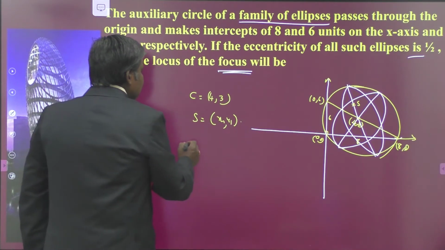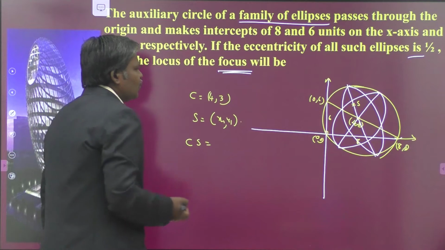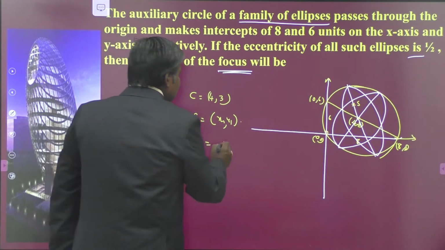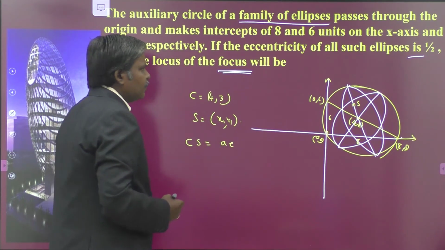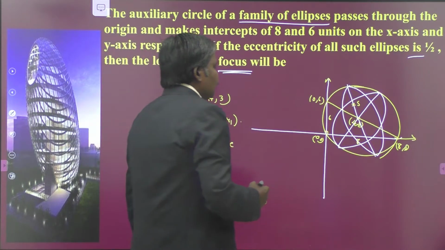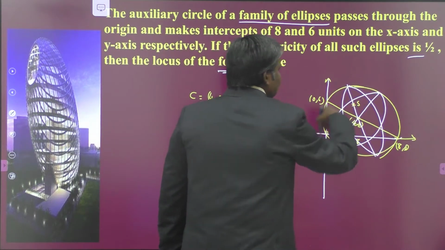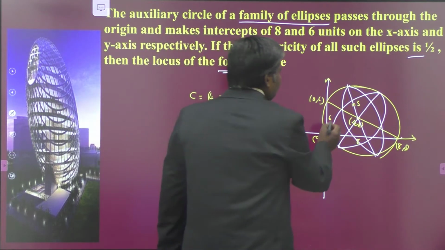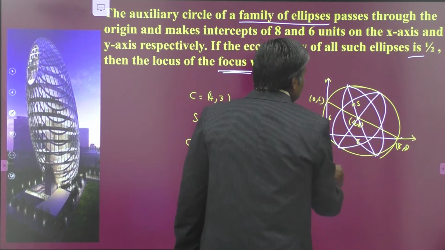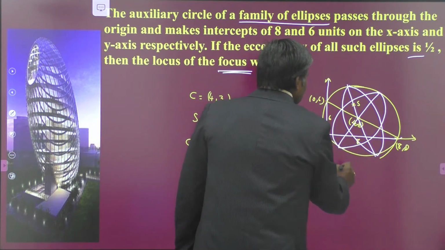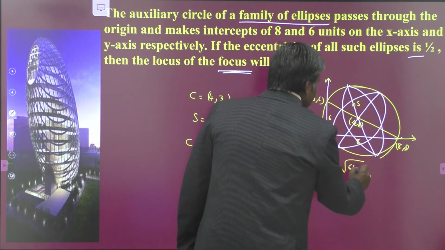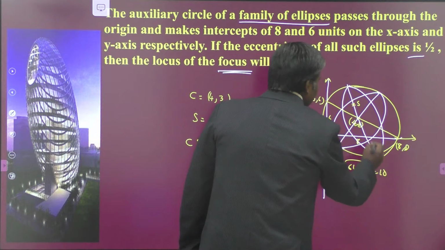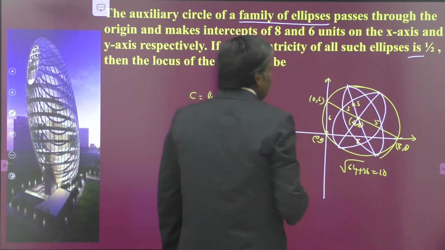Clearly you know that CS, that is the distance from center to focus, is AE. The distance is fixed here. Now what is A? A means the radius of this auxiliary circle. The distance from here to here is root of 64 plus 36, that is equal to 10 units. Your radius is 5 units. Am I correct or not?